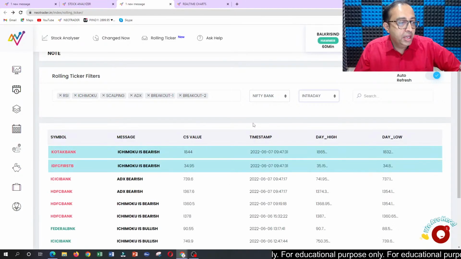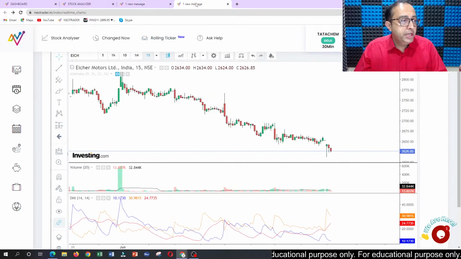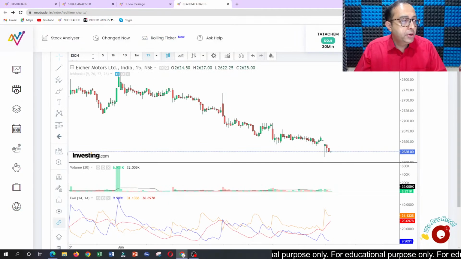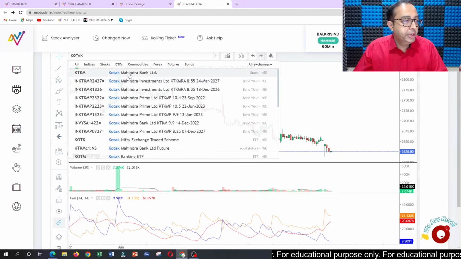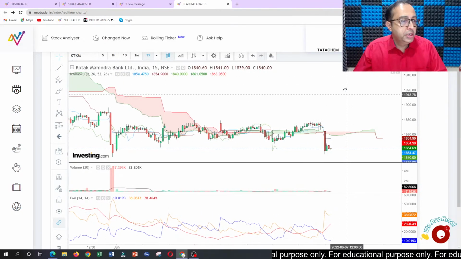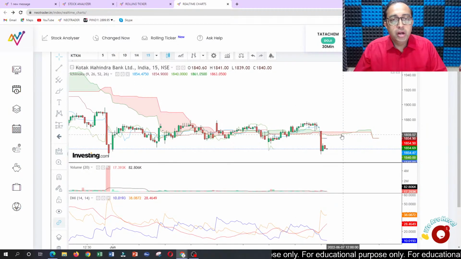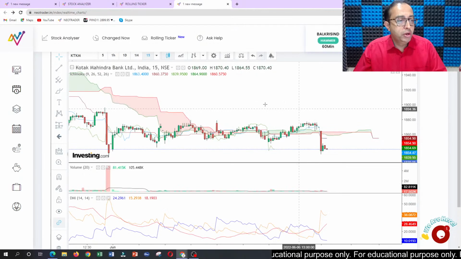Let's go to intraday and see what the setup is. And you can see here the scenario: Kotak Bank, ICICI Bank, HDFC Bank have all turned bearish. So let's go and take a look at Kotak Bank. Yes, you can see here there is a nice cloud breakdown and potential of going lower is emerging, right.